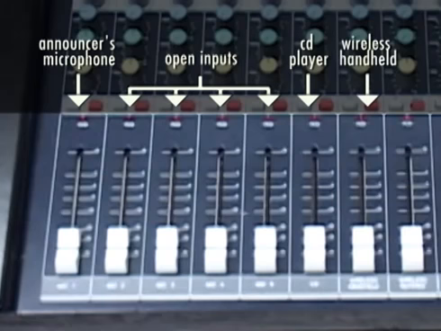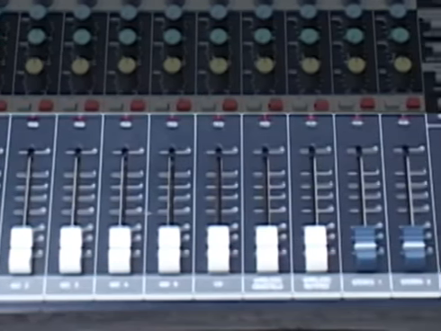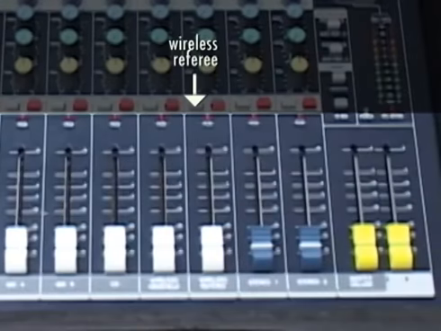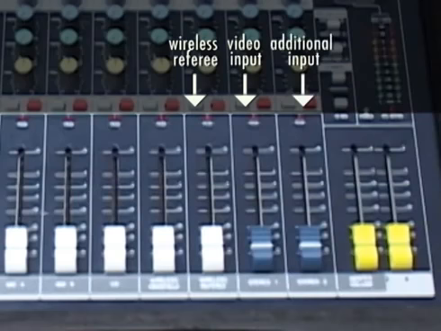Channel 7 is a wireless handheld. Channel 8 is for the wireless referee mic. Stereo 1 is for video input. Stereo 2 is used for any additional stereo or video inputs. Mix L is the main audio output to the sound system. Mix R is an open audio output.